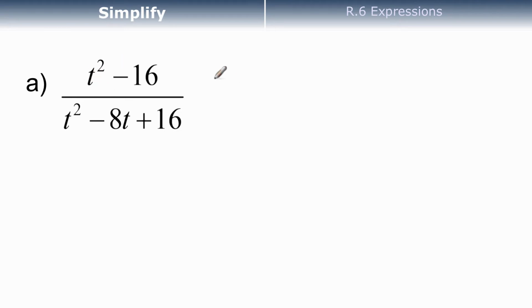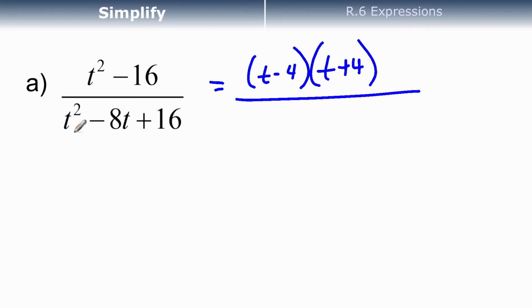So t squared minus 16, I'm going to factor the top. That's a difference of squares. I'll factor the bottom. That's t minus 4, I think, and t minus 4. If you factor that, I see the identical factor on top and bottom. Typically, what we've done in the past is you just cancel those.